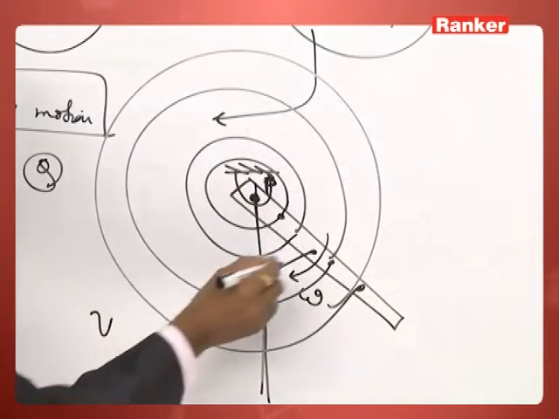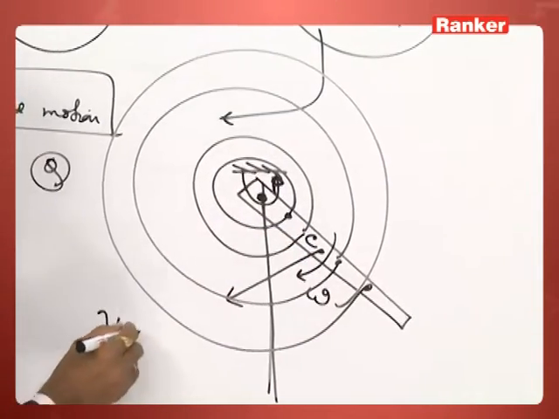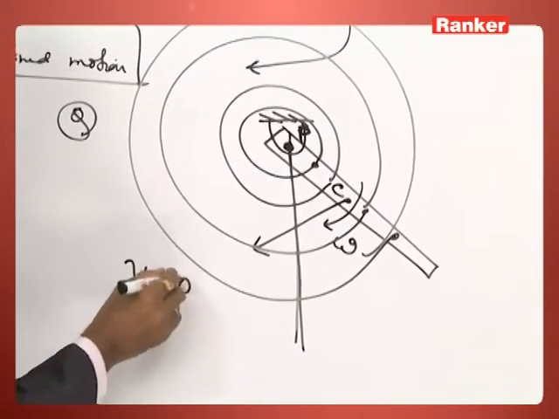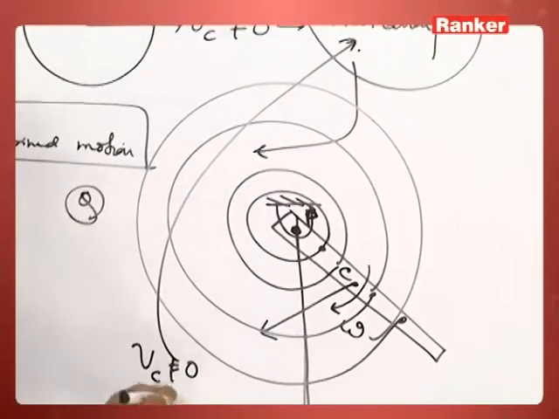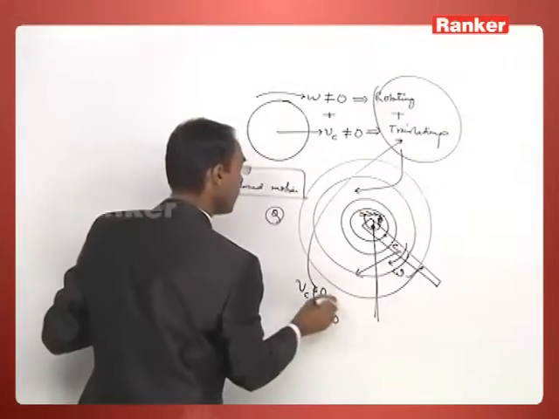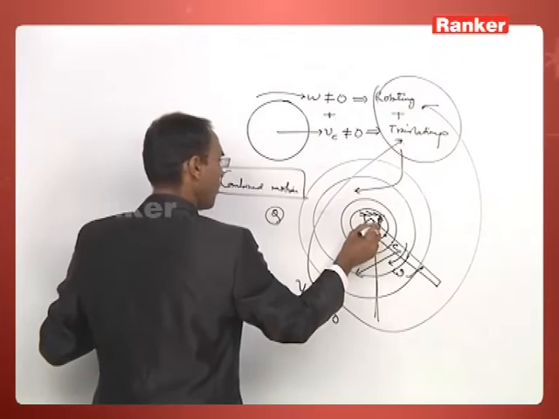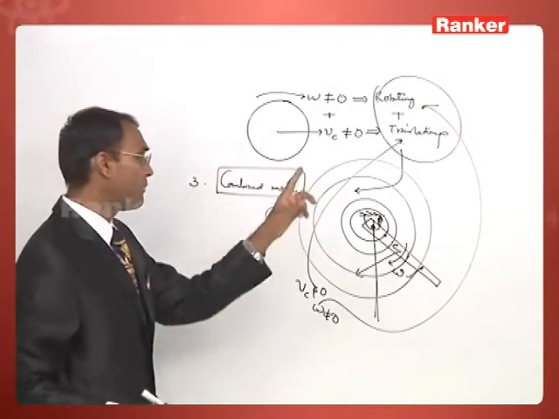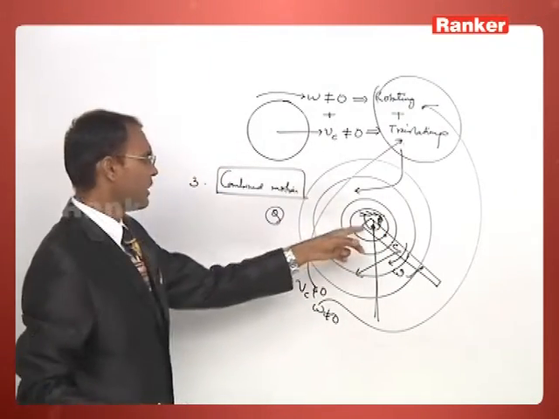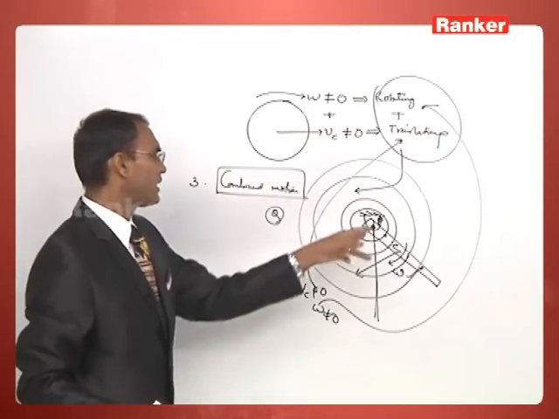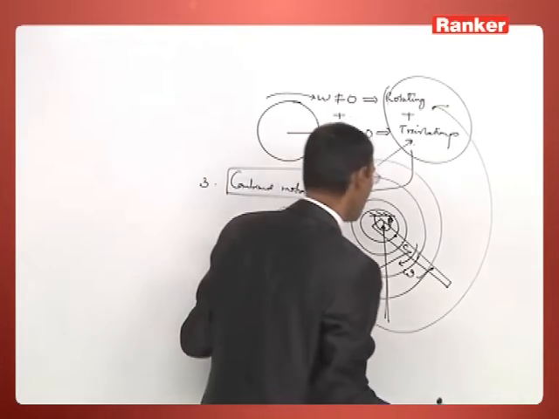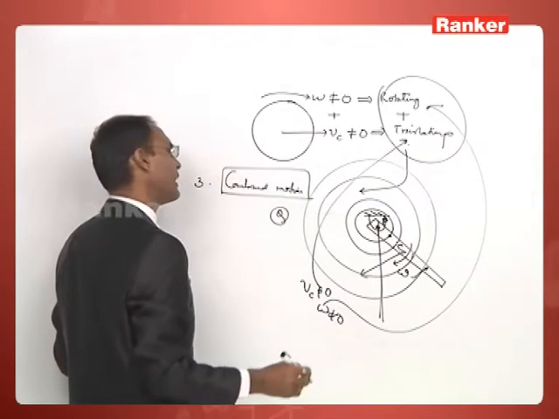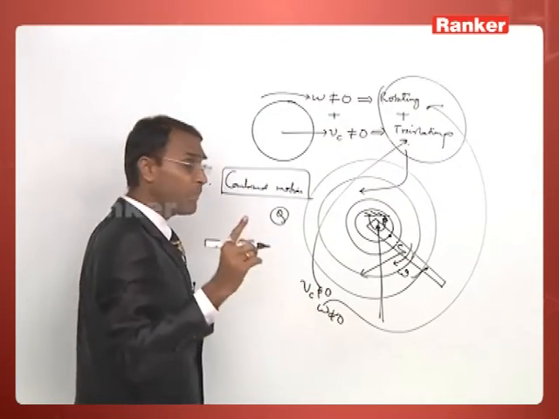Since the velocity of the center of mass, the midpoint of the uniform rod, is not equal to 0, this is translating. And since omega is not equal to 0, this is rotating. Therefore, this is a clear-cut case of combined motion, but sometimes it gives the wrong impression that this is pure rotation. It's not pure rotation. It may be fixed axis rotation, but not pure rotation.